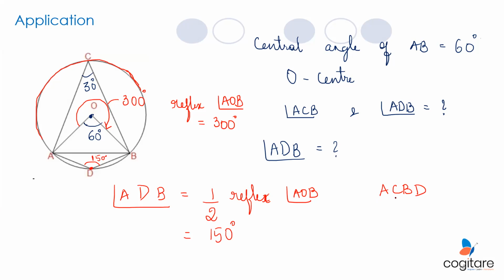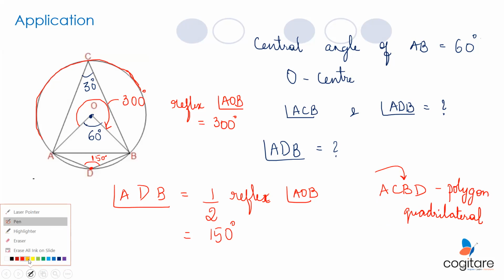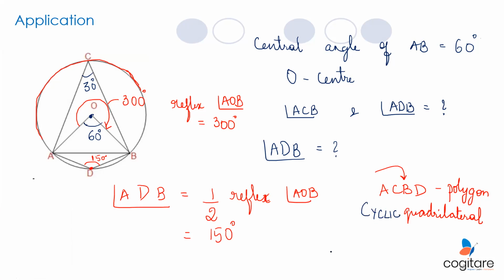Okay. Now, if you just pause and observe, what sort of shape is ACBD? If I join all these vertices, ACBD, I end up with a polygon, right? And this polygon has 4 vertices, therefore it's a quadrilateral, right? And this quadrilateral is inscribed in a circle, which means all 4 vertices lie on the circumference of the circle. Hence, there's a special name given to this type of quadrilateral. It's called a cyclic quadrilateral.